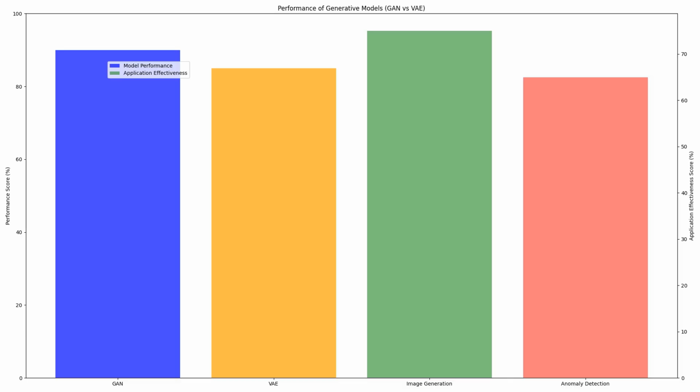From these patterns, we can conclude that for tasks prioritizing visual realism, like image generation, the GAN is the stronger candidate. However, for tasks that require structured latent representations or probabilistic reasoning, like anomaly detection, the VAE still shows utility, even with lower application effectiveness. This really suggests that when choosing a generative model for a specific application, practitioners should carefully weigh both the reported model performance and the task-specific effectiveness.